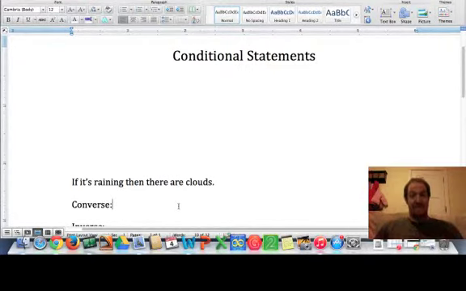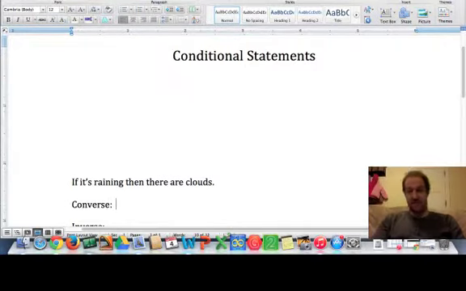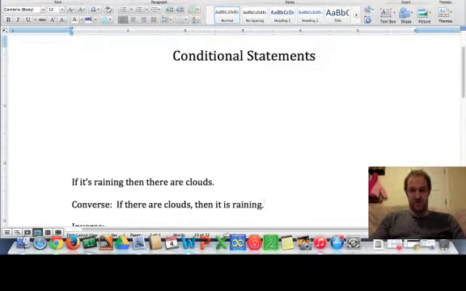Now, any if-then statement also has what we call a converse of that if-then statement. To write the converse of the if-then statement, all you have to do is switch the if and the then parts around. So instead of if it's raining, then there are clouds, it would be if there are clouds, then it is raining.